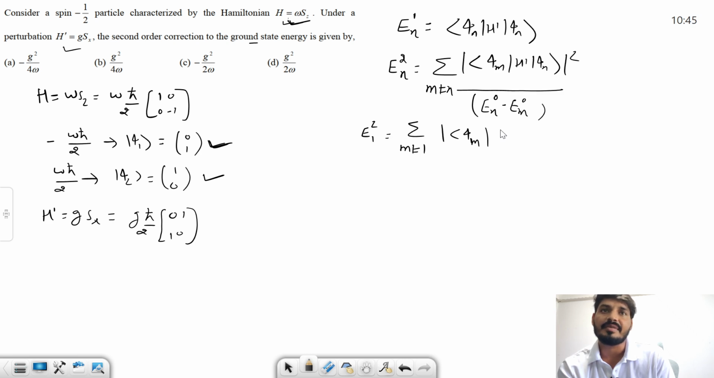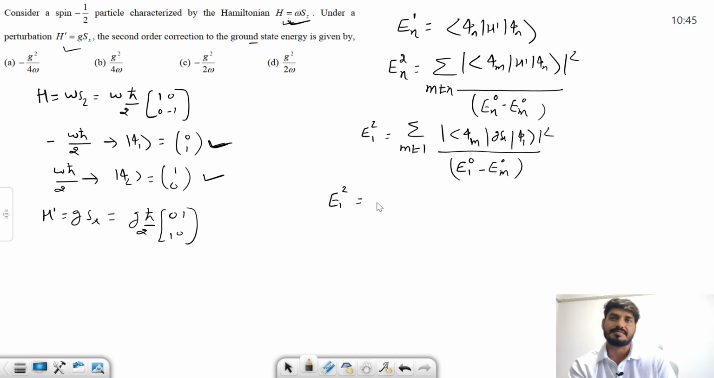H dash is nothing but simply gsx, and this is phi 1 mod square divided by, this summation is over this and this, keep that in mind, E10 minus E20.